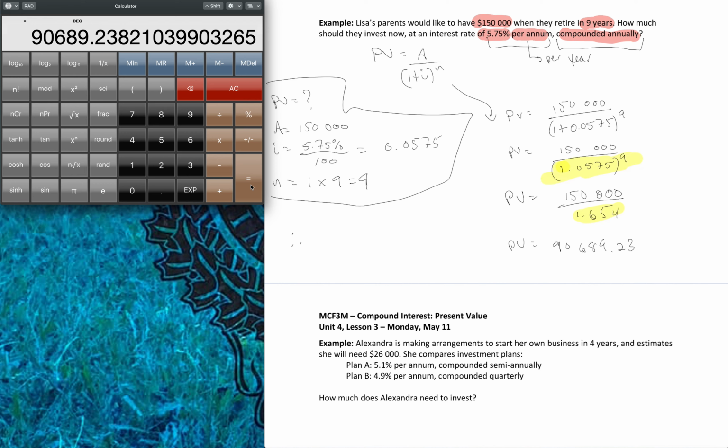So therefore, Lisa's parents need to invest $90,689.23 at this present time in order to end up with $150,000 in 9 years. So it's a lot of money.